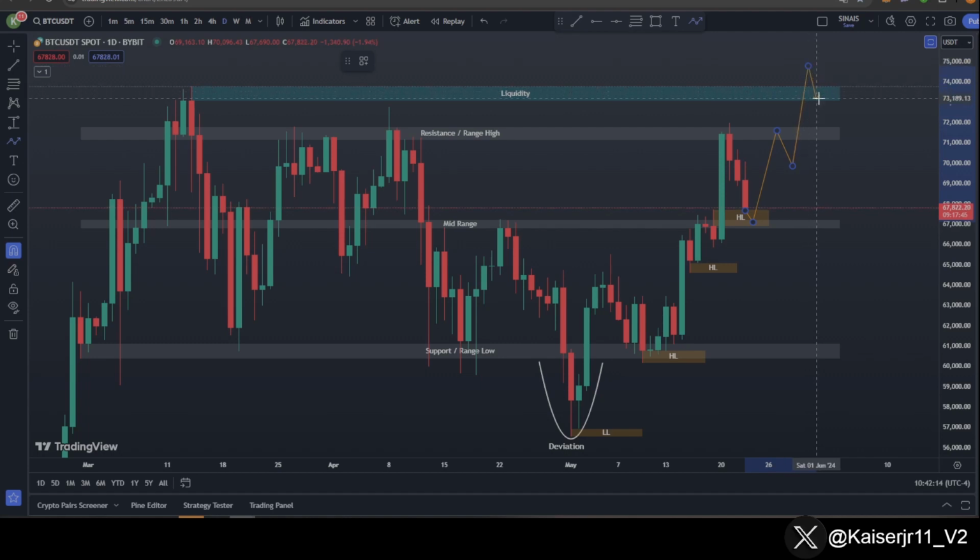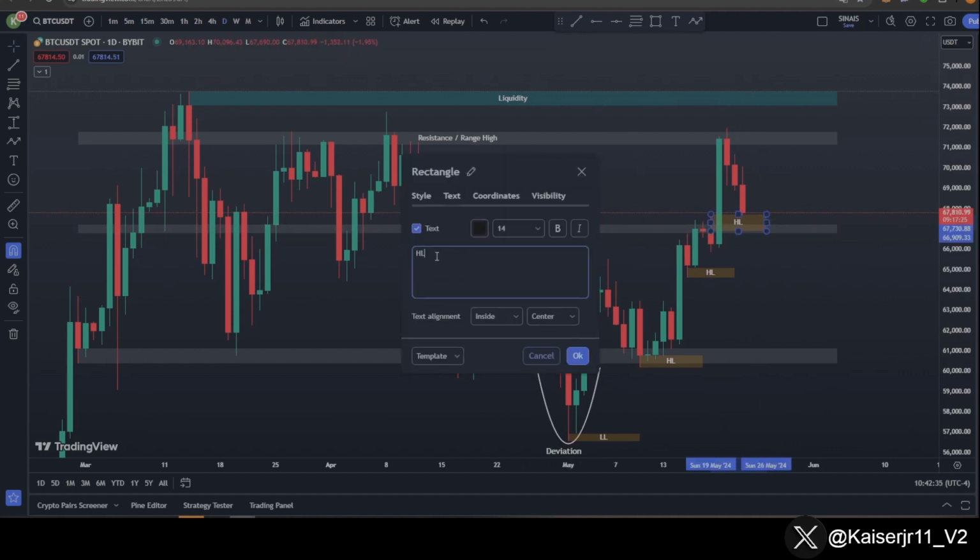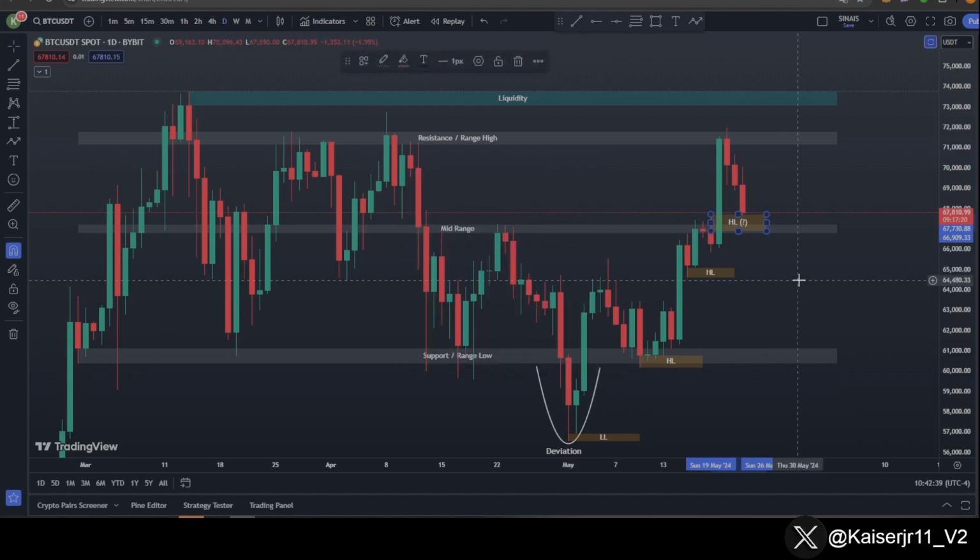And we need to see, after taking the liquidity, the market will need to answer if we hold it or if we come back here, or if we hold it here and then get a bounce to 80k. Okay, so this is what I want to see.